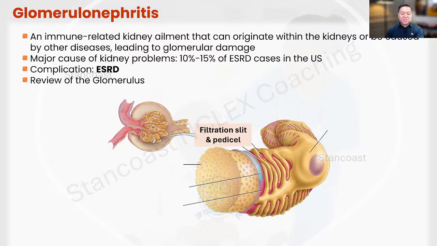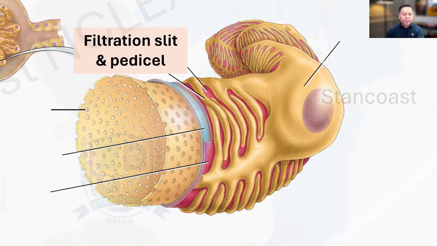The filtration slit pedicel. These are foot-like processes wrapping around the glomerular capillaries, and the spaces in between are what we call the filtration slits. So let me magnify that so you can see it a whole lot better. This is the pedicel right here, and those red, pink-colored areas are what we call the filtration slit.